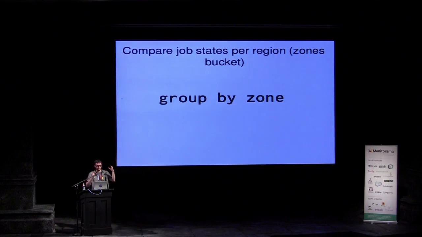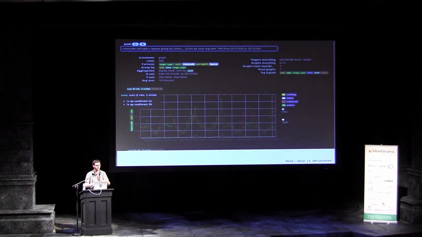And you can just completely flip how you display this information by just saying group by zone. And that basically gives us a graph for every zone, and on the graph you compare the different states.